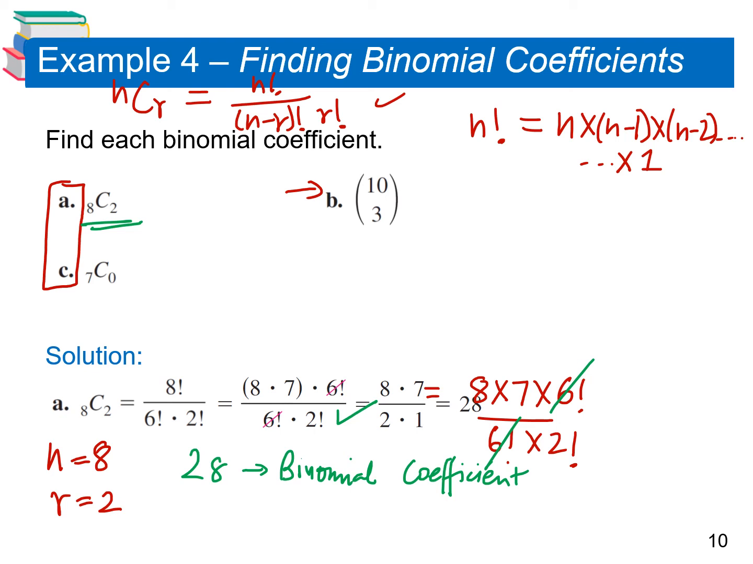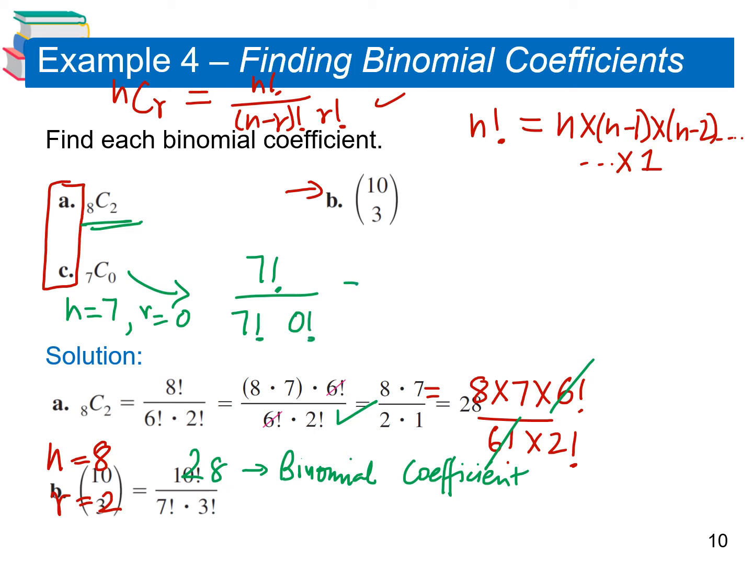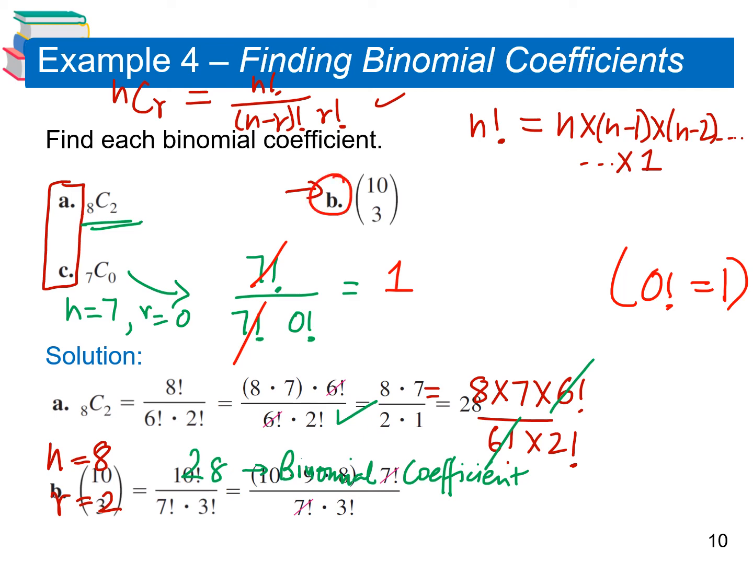Let's do the C part also. For the C part, n is 7, r is 0. So you can do 7 factorial over 7 factorial times 0 factorial. Now this is interesting. I hope you remember, what is the value of 0 factorial? It is 1. So that means this will cancel. So it is 1. Okay. Please try the B part yourself so that you are confident in calculating these combinations and using the binomial theorem. Just a hint, n is the big value, 10, r is 3 for this case.